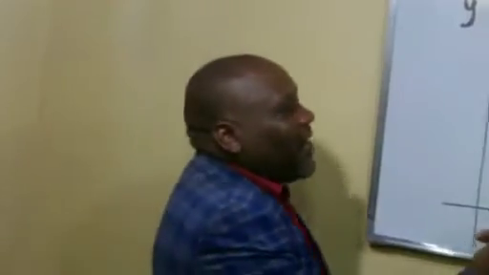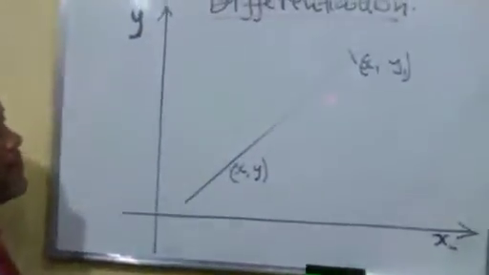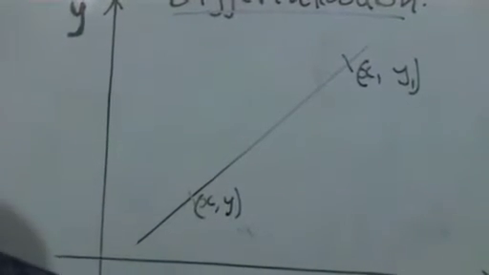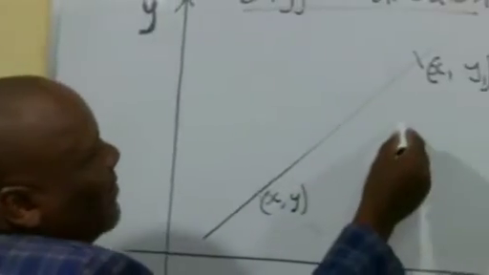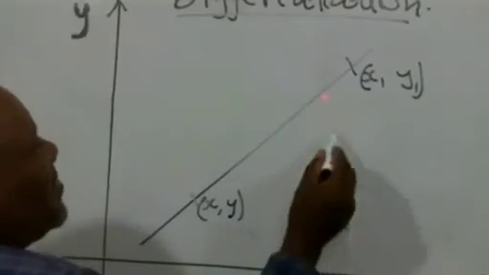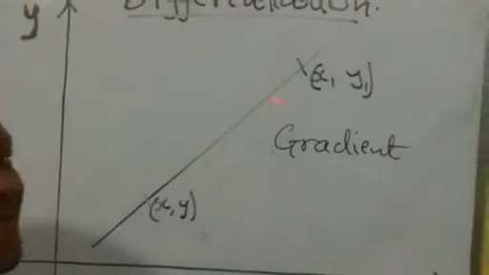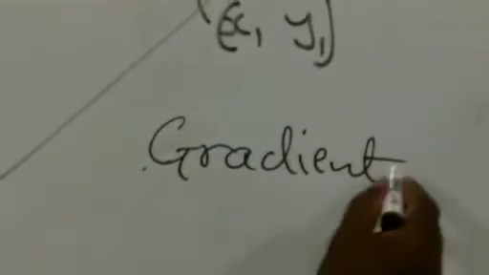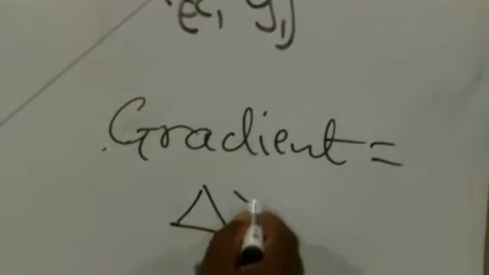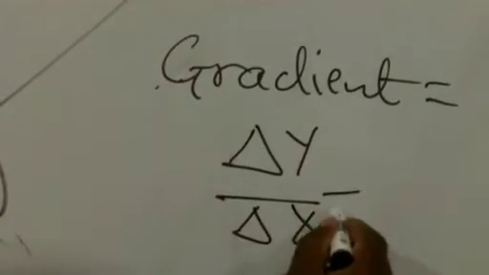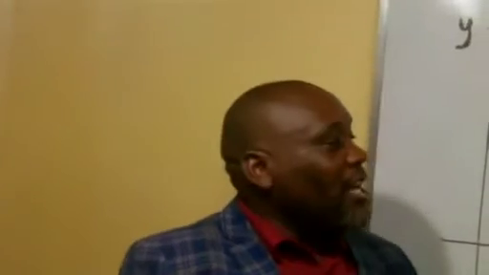So if you have a straight line, like the one we have on the board here, and you want to calculate the change of that line, the gradient is given by change in y over change in x. That's how we calculate the gradient of any given line.